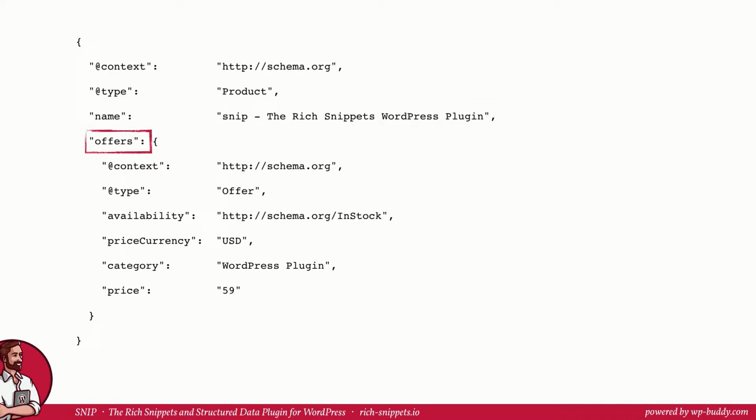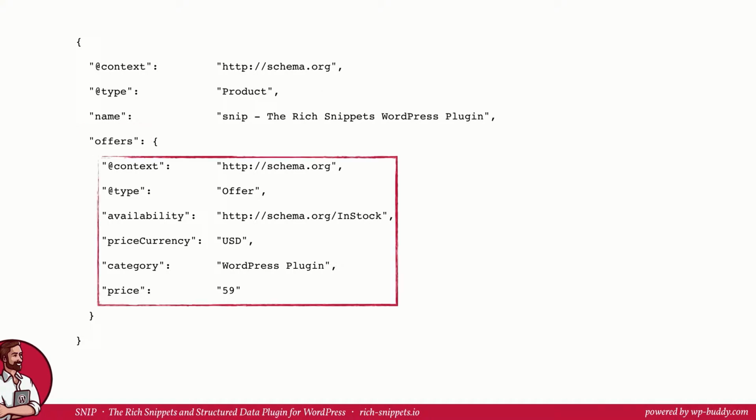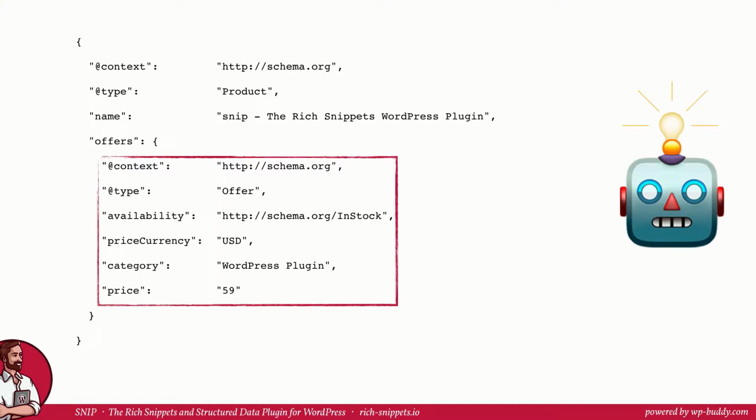Every product needs offers. In this case, there is only one offer, a child of the product, so to speak. This child has its own key value pairs, for example, the current availability of the item, the price, the currency code of the price, and so on. So basically, that's everything you see with your eyes when you see a product page. But again, for the search engines, it's not that easy. But when they read this piece of code, it suddenly becomes totally clear to them too.